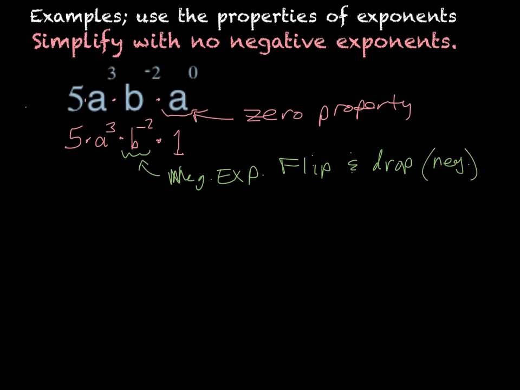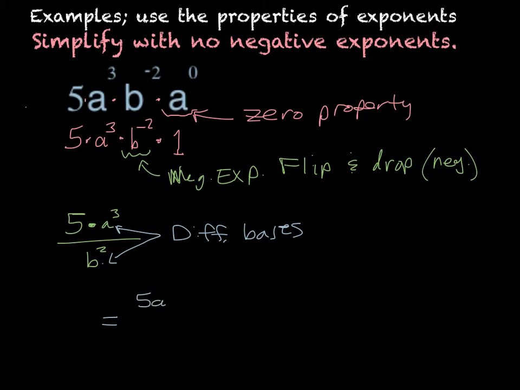Alright, so what I'm going to have then is the 5 times the a cubed, and I'm going to get rid of the 1 because 5 times 1 is 1, over b squared. Okay, so now if I look at that, is there anything else I can do? I can't put the a and the 3 together, or the a and the b together, because they're different bases. They're different letters, so different bases. So my final answer is 5a cubed over b squared.